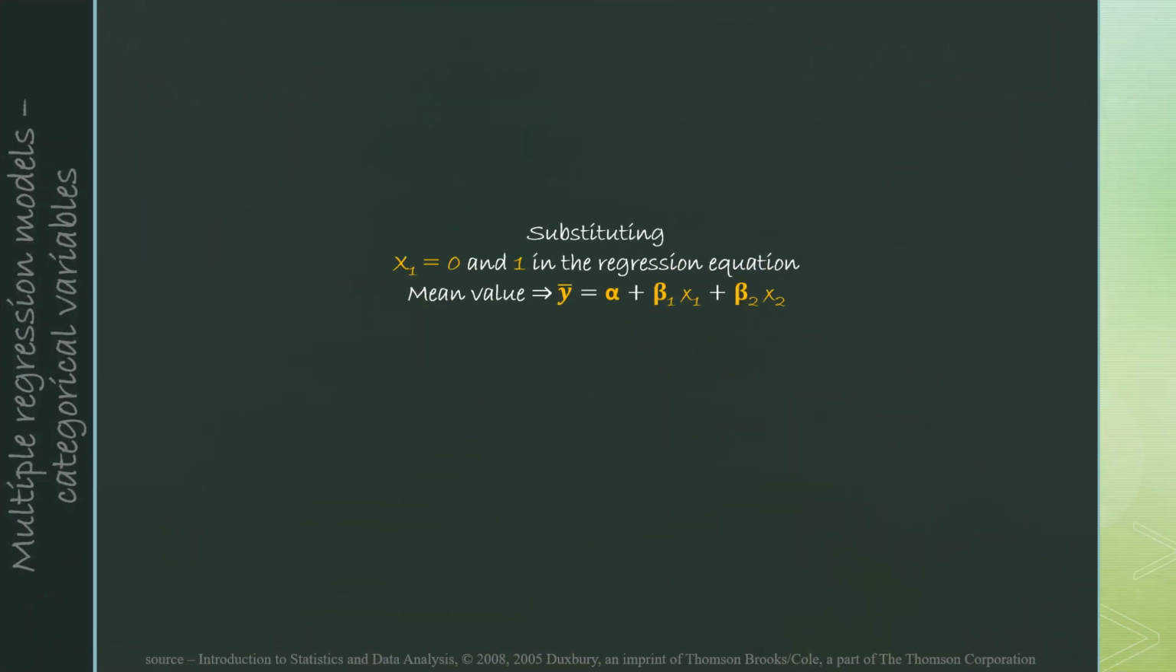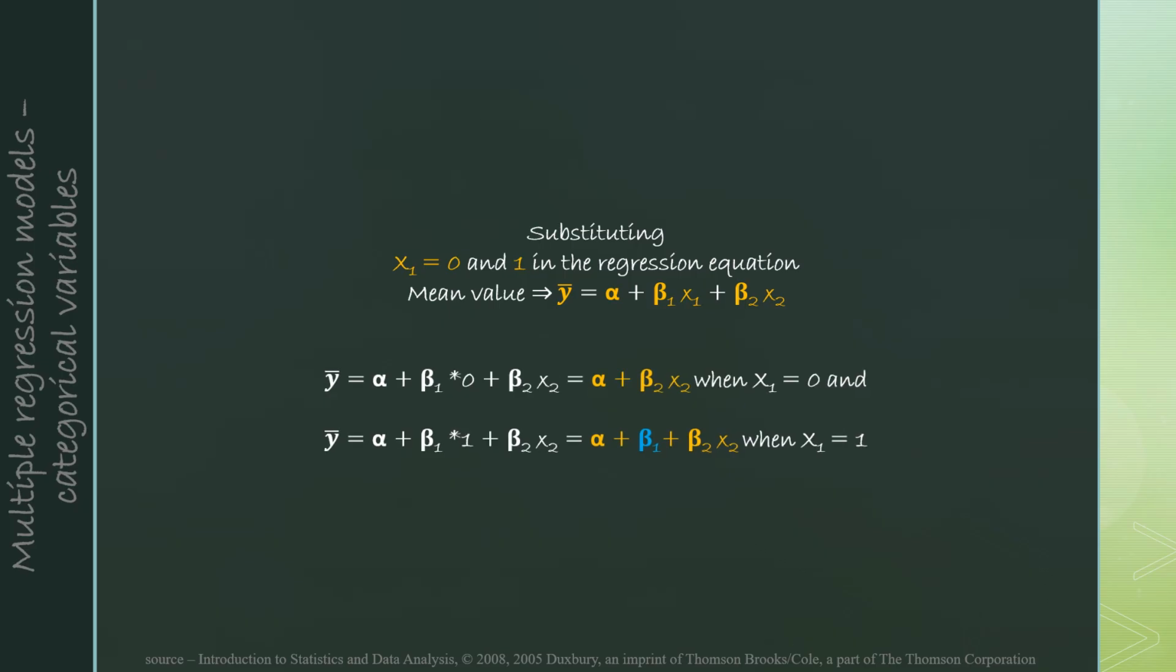Substituting the two possible values for x1 equal to 0 and 1 in the regression equation, the mean value y bar, we have y bar equals alpha plus beta 1 multiplied by 0 plus beta 2 multiplied by x2, which equals alpha plus beta 2 multiplied by x2 when x1 equals 0, and y bar equals alpha plus beta 1 multiplied by 1 plus beta 2 multiplied by x2, which equals alpha plus beta 1 plus beta 2 multiplied by x2 where x1 equals 1.